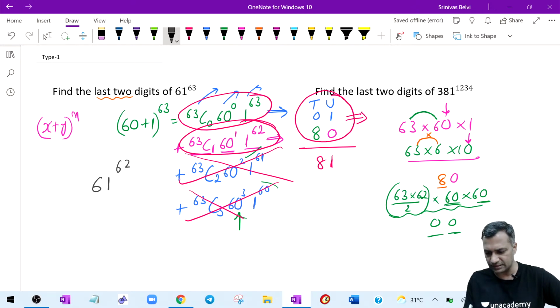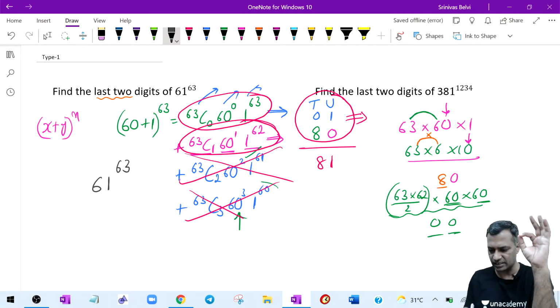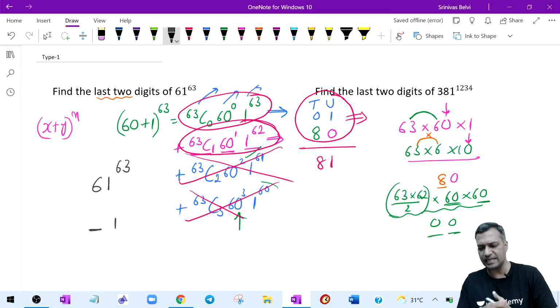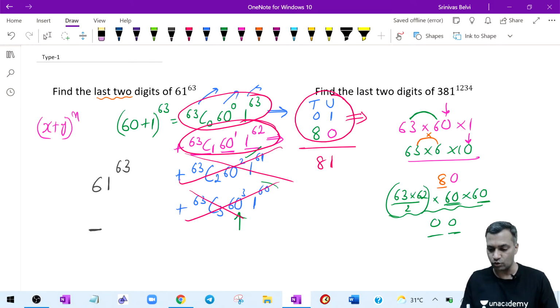61 raised to power 63. Only two number unit digit. By default, write the unit digit as 1. I'm writing the answer. Unit digit is 1, right? Because any number ending in 1 raised to any power, the unit digit has to be 1. You can't say that, no, no, no, sir, unit digit has become 3. I wonder how unit digit has become 3. Unit digit won't become 3, right?